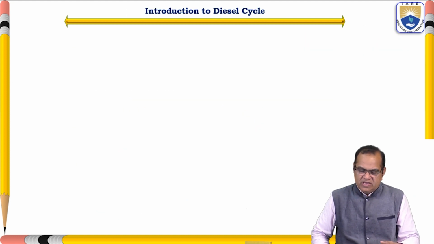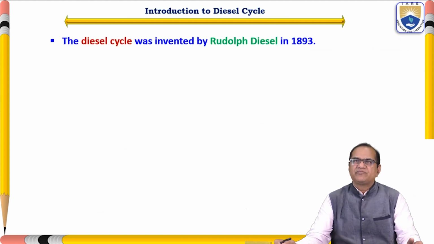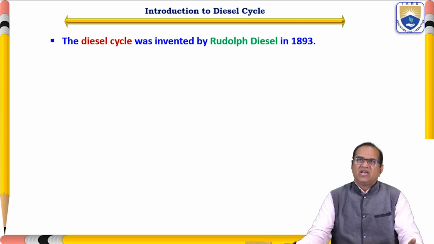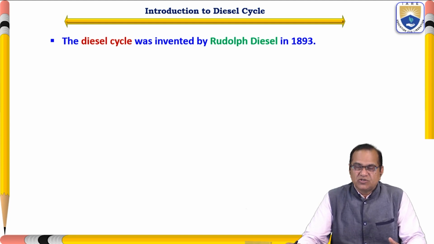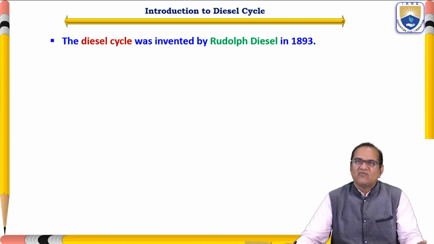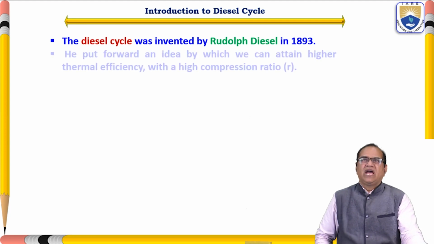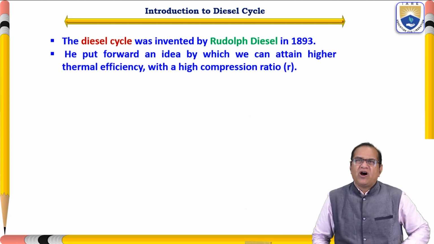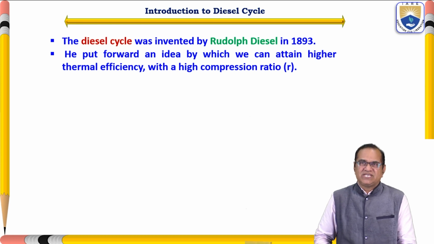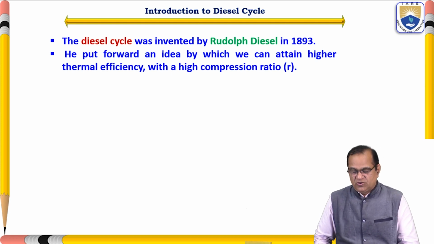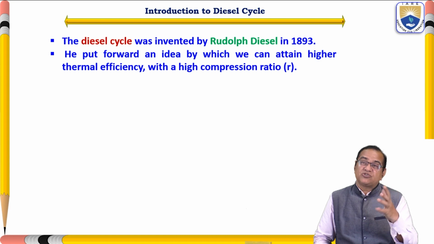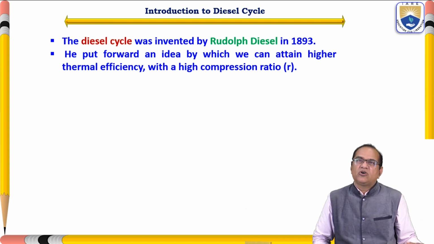Now I will discuss the diesel cycle. First I will go through some historical perspective: who was there and when it was made. The diesel cycle was invented by Rudolf Diesel in 1893, and he put forward an idea by which we can attain higher thermal efficiency with a high compression ratio. If you see, the compression ratio is double that of the Otto cycle.